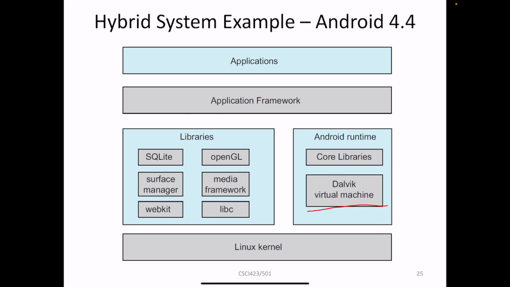And above that, we have the application framework and applications. There we allow users to develop and run Android applications. And here you can see that this operating system has a roughly layered structure in general, but the number of layers is quite few.